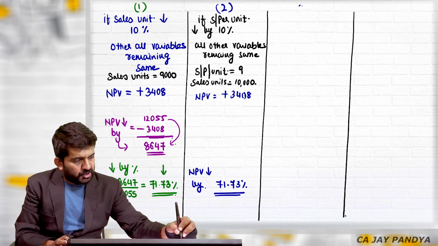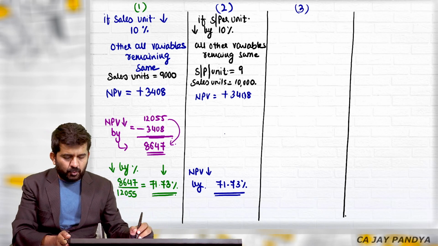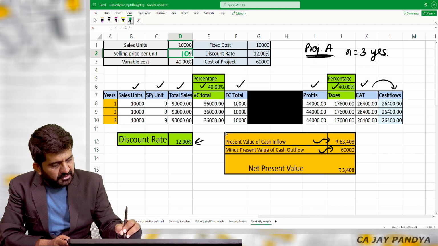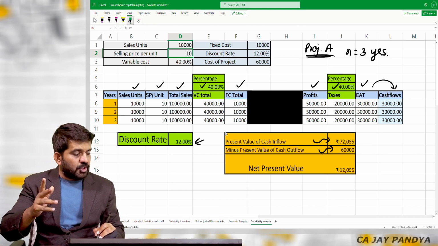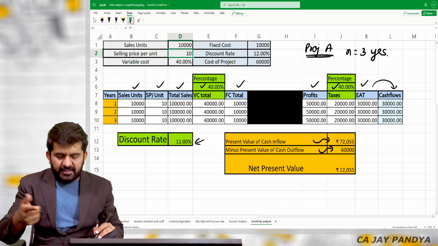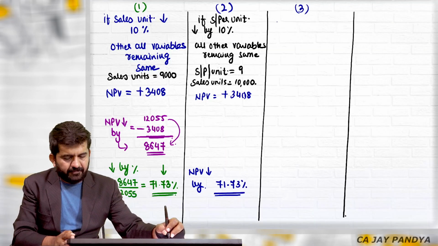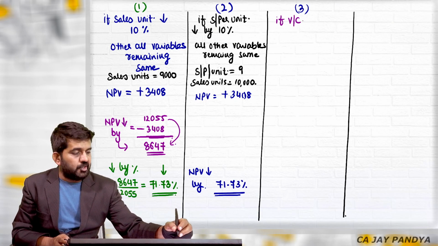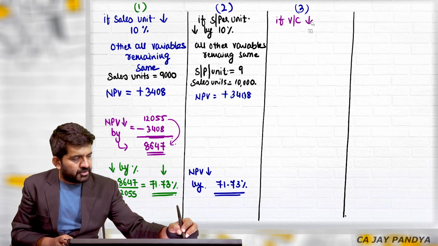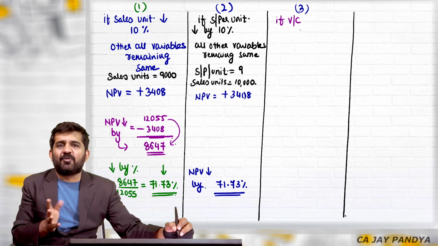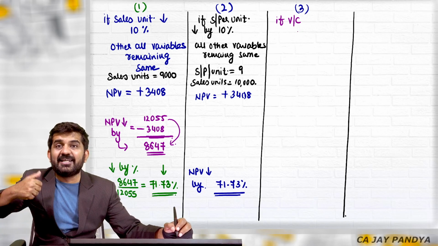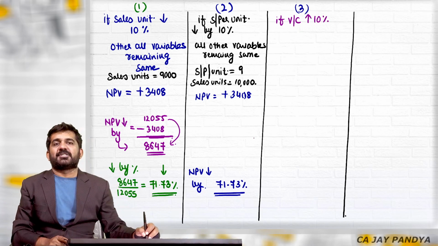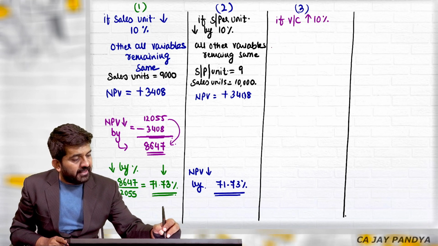But understand the third situation. See, whenever I go to the third situation, first I make everything original. This is 10,000. This is 10 rupees. So this is our original scenario. In the original scenario, now let us go to the third situation. If variable cost increases by 10%, other all things remaining same.